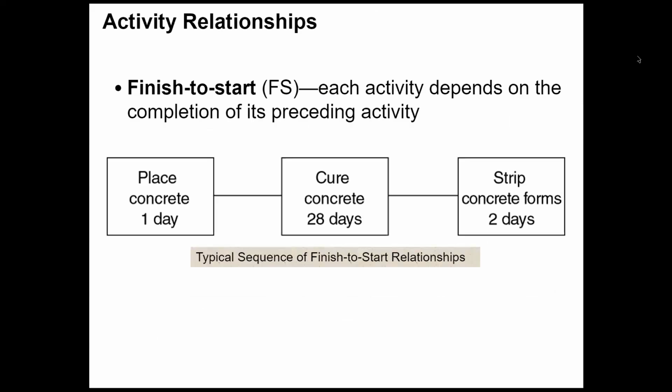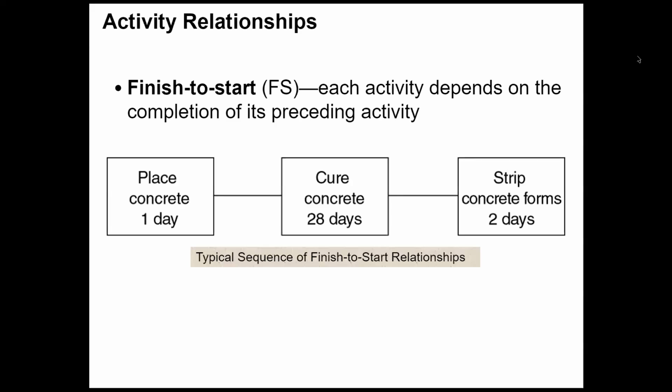First is a very simple one. What is the finish to start relation? Each activity depends on the completion of its preceding activities. For example, you place your concrete for 1 day. Once it is finished, you can start to cure the concrete. And once curing the concrete is finished, you will strip the concrete forms, right? So that is done one by one in sequence. That is finish to start. Finish the first one, and then start the next one. That is an easy one, so keep this in mind.